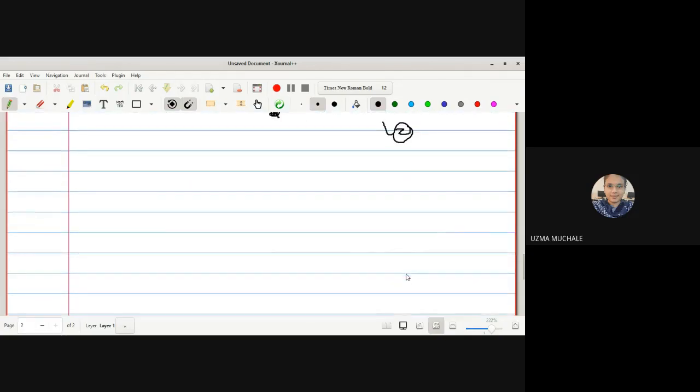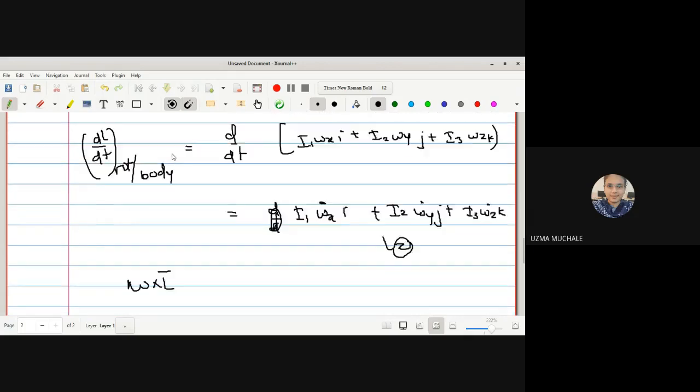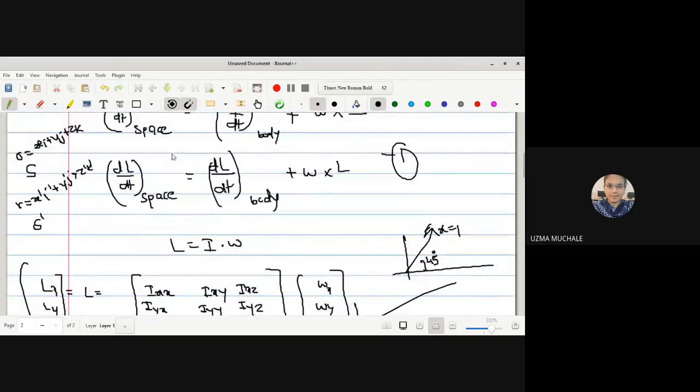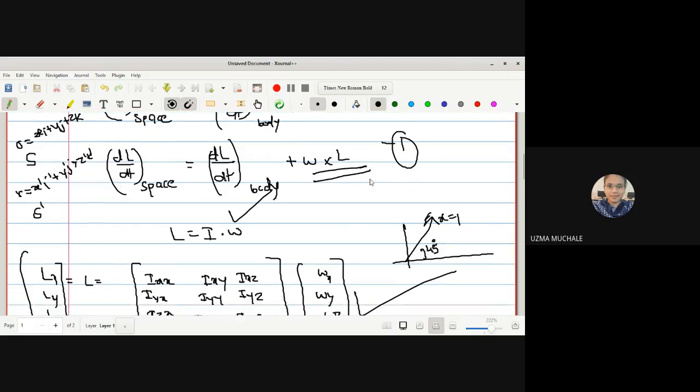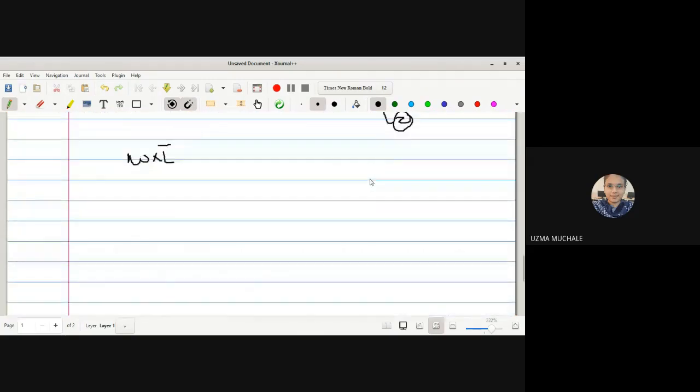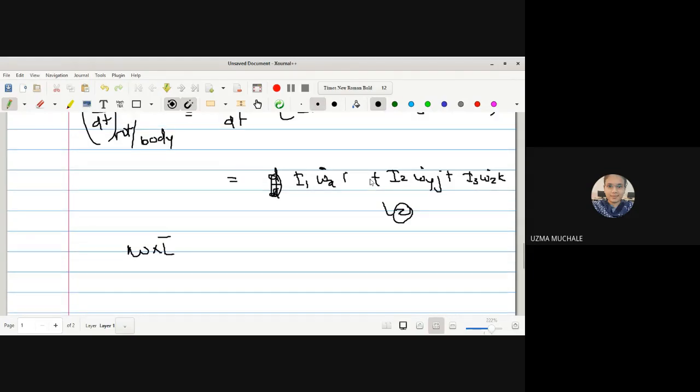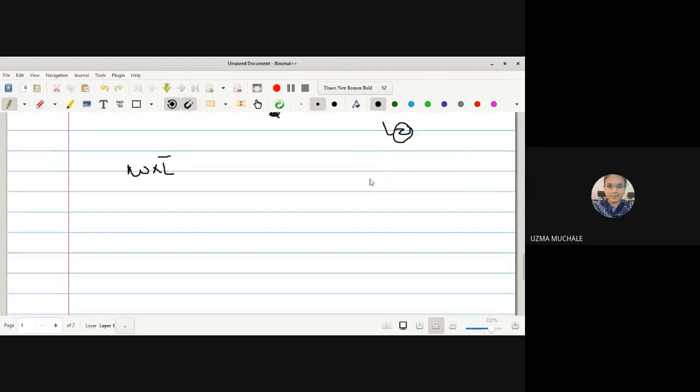Now we have to evaluate what is W cross L, since we are evaluating equation 1. Firstly we have found the value of this one with the help of the derivative just now, and now we have to find the value of this term. The value of the first term, that is dL/dt body set of axis, is our equation 2. Now let us find W cross L.